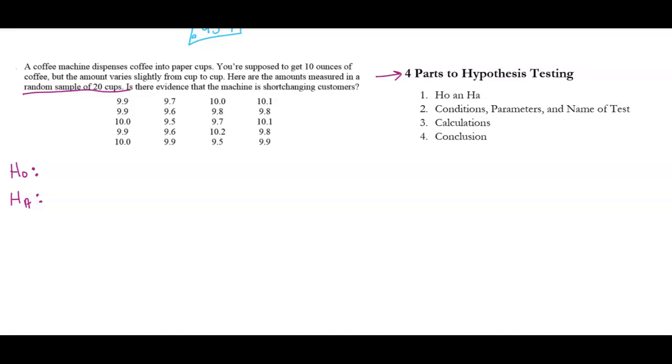So a coffee machine dispenses coffee. We're supposed to get 10 ounces. Okay, so the null is that, remember, Hos never change, and so it's supposed to be the original amount. So the coffee machine dispenses 10 ounces. And so mu is equal to 10.